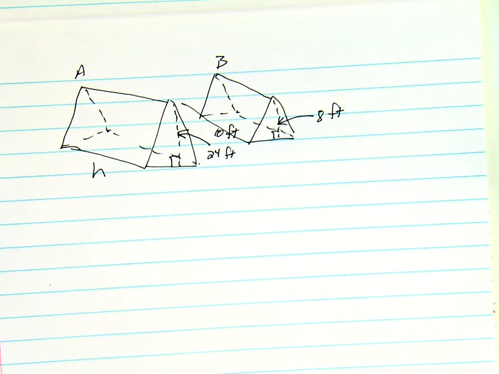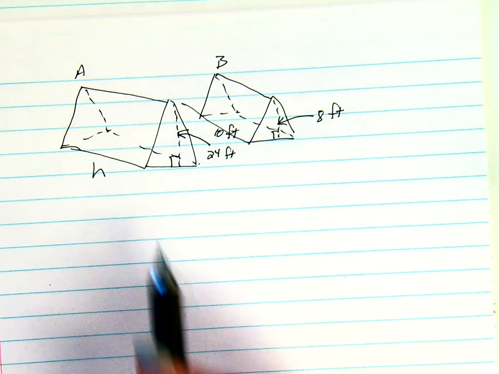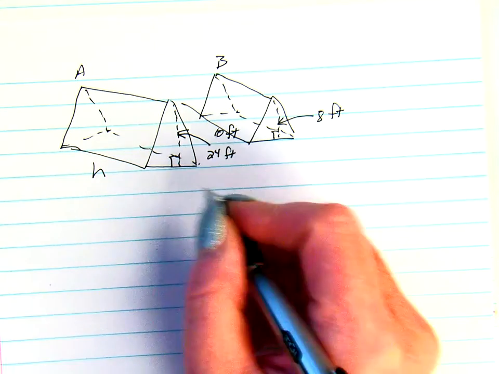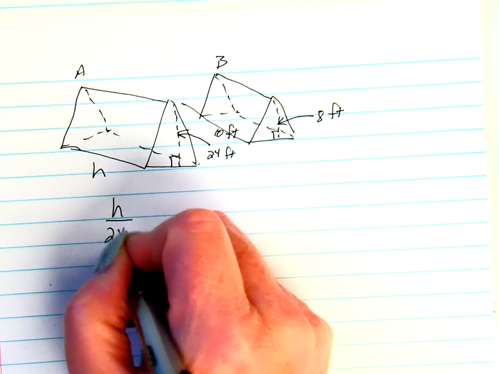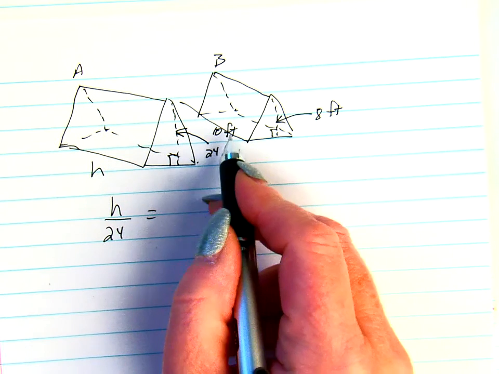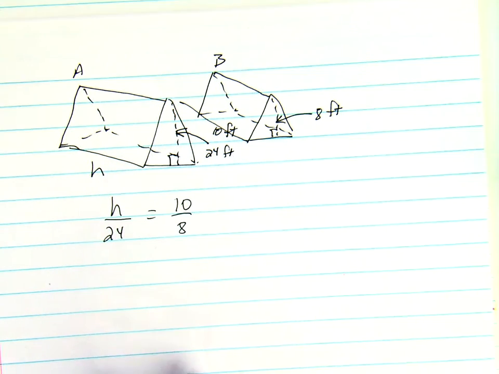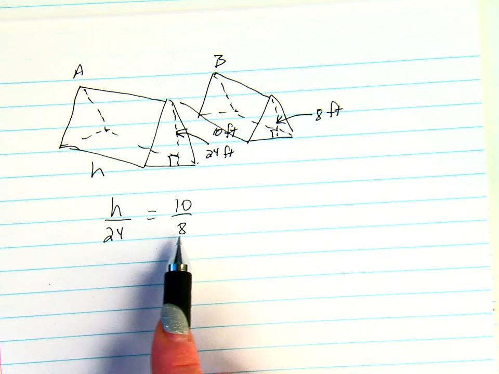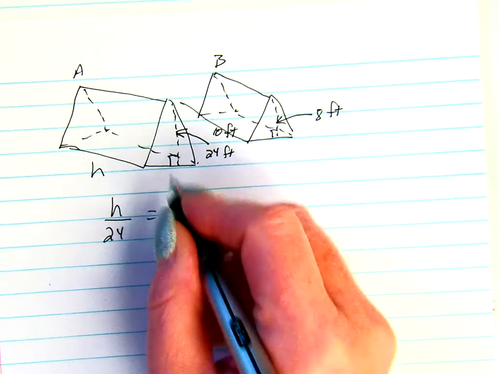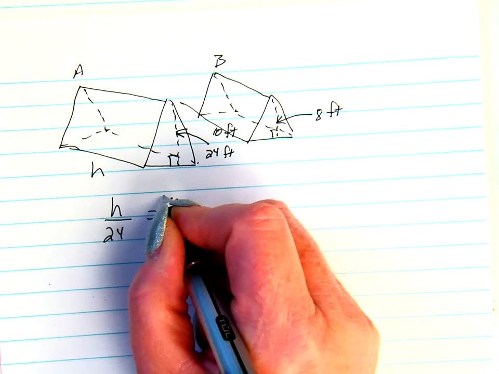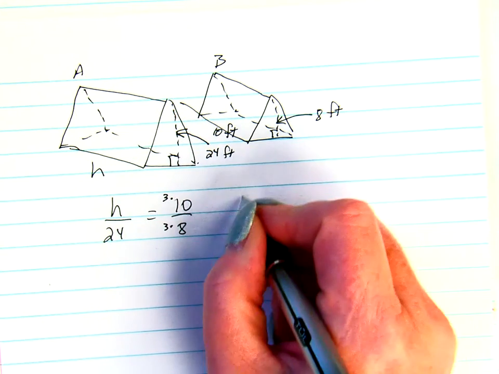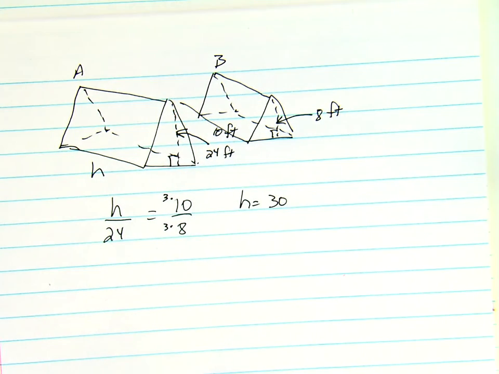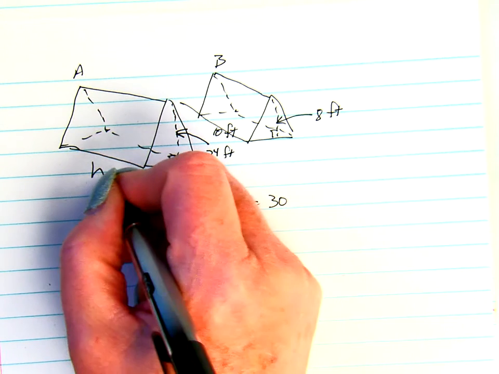10 feet. Okay? So all I have to do, because they are telling me that they are similar, is say H over 24 equals 10 over 8. Now, there's a couple of ways to do this. I know that to get from 8 to 24, I have to multiply times 3, so I have to multiply 10 times 3, so that makes H equal to 30. So this H is equal to 30 feet.